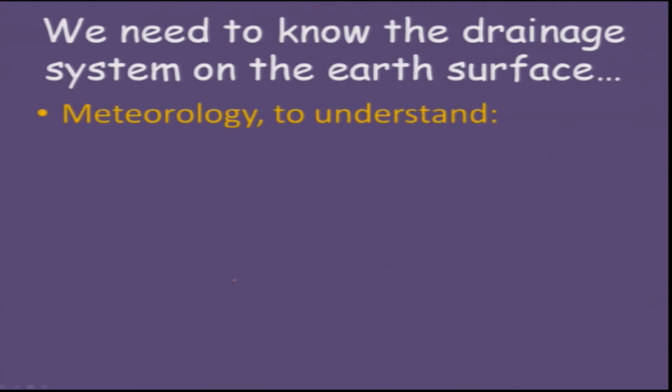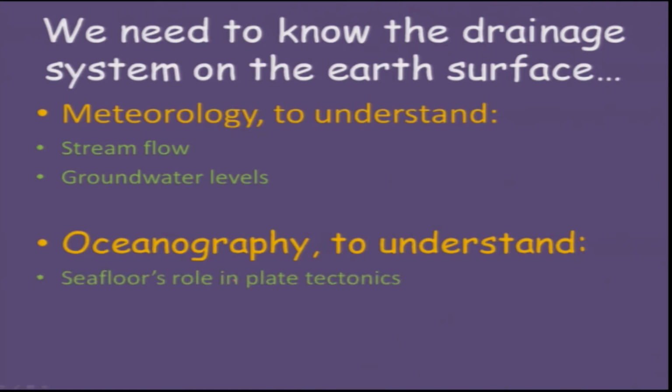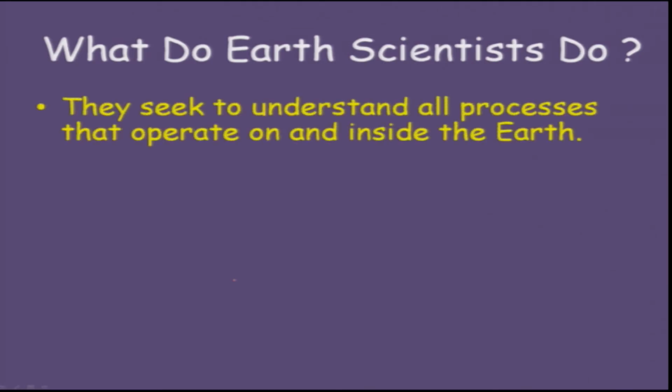So, you need to understand the meteorology, stream flow, groundwater levels, and then if you go to the oceanography, to understand the sea floor's role in plate tectonics, shorelines, how they have changed, how they have been modified over time. And what do earth scientists do mainly? They seek to understand all the processes that operate on and inside, that is the internal and external processes, within the earth.